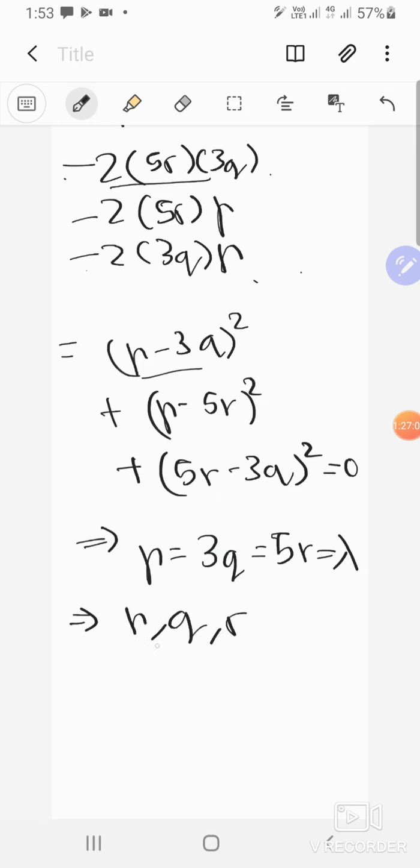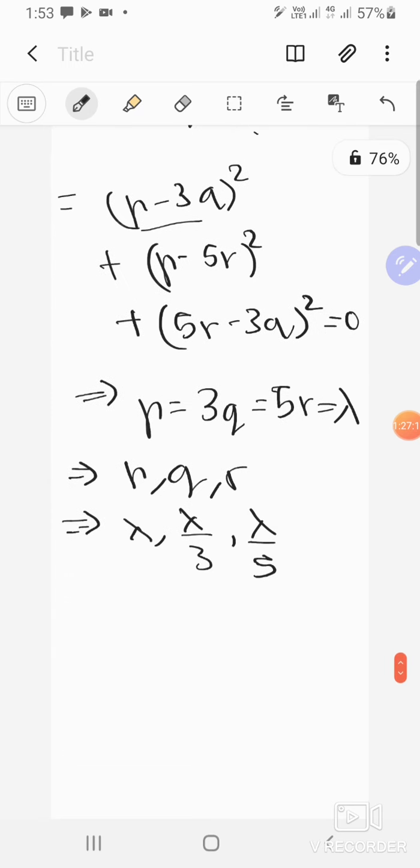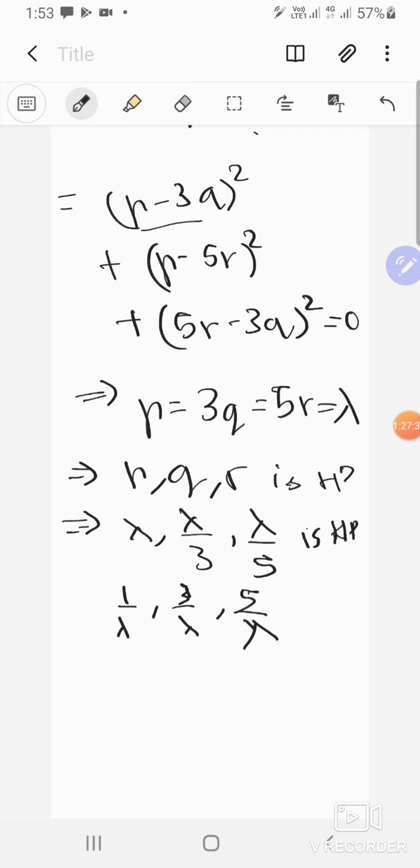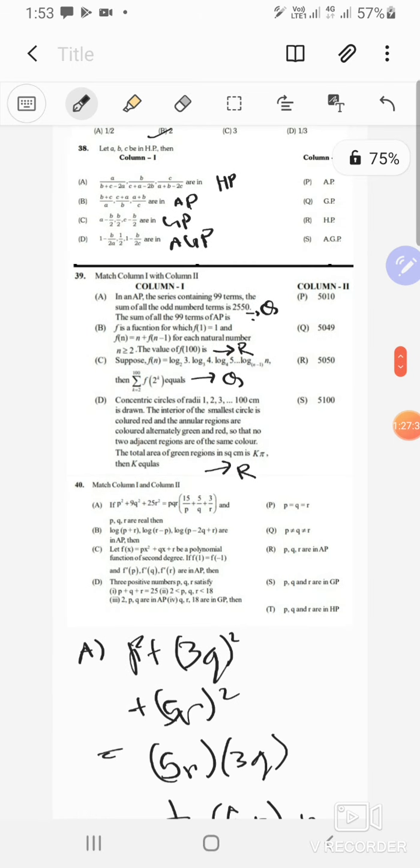So pqr is basically nothing but lambda, and then q is lambda by 3, and r is lambda by 5. Okay, if I take their reciprocals, then I will get 1 by lambda, 3 by lambda, and 5 by lambda, which is an AP. That means that pqr is a harmonic progression. That should be it. So that's nice. Then pqr in a harmonic progression. Okay, so for A you need T.